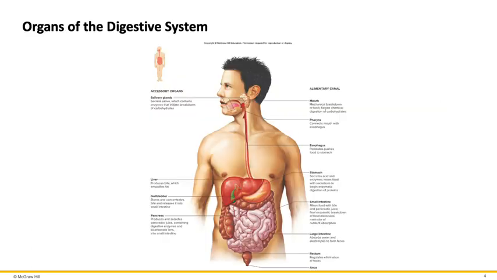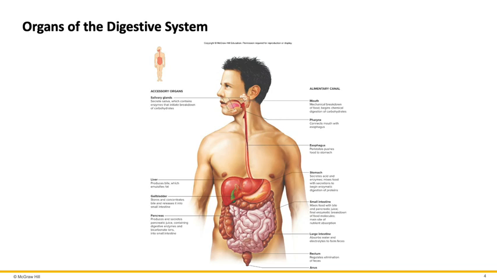This slide demonstrates the organs of the digestive system. Largely speaking, we can divide the organs of the digestive system into two parts. First, the alimentary canal, which extends from the mouth all the way to the anus. The organs included in this canal or tract are the mouth, pharynx, esophagus, stomach, small intestine, and large intestine.